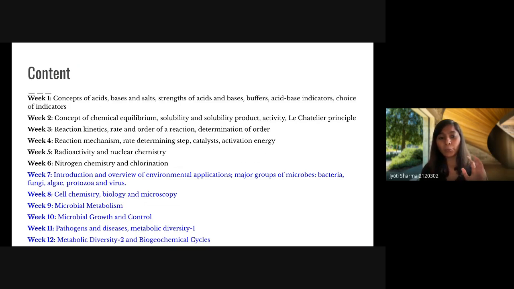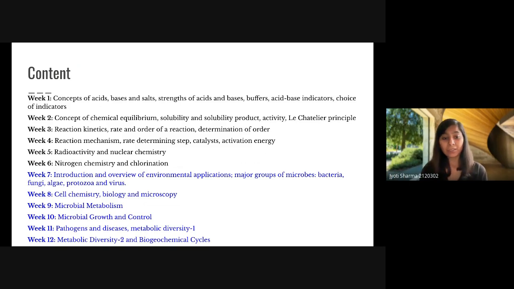So from week 1 to week 6, it was part of environmental chemistry. Then we went to week 7, which started with microbiology. Here we first started with the introduction of microbiology: microbes are organisms that are very tiny, and if you are studying them, this comes under microbiology. We had these tiny microbes such as bacteria, fungi, algae, protozoa, and viruses. Then we came to cell chemistry, biology, and microscopy. So how we can see the cells, how we can count the number of cells, and we particularly tried to differentiate whether it is a gram negative or gram positive bacteria.